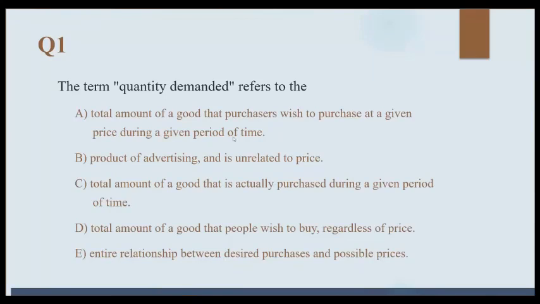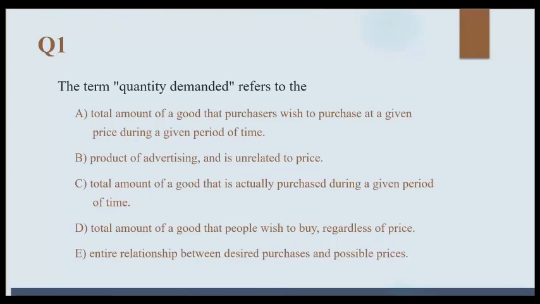Okay, let me just find the polling option here, which somehow has disappeared. Oh, okay, I found it. You should have a poll that you see, and the first question is right here. The term quantity demanded refers to which one is correct? I'll give you a 3-second countdown. 3, 2, 1, and 0.